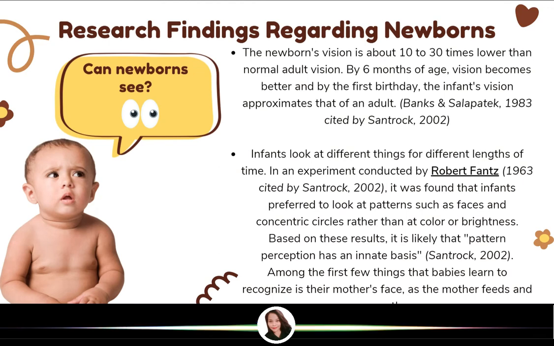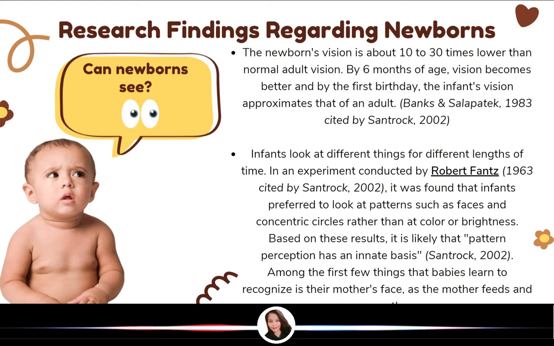First question here is, can newborns see? The newborn vision is about 10 to 30 times slower than normal adult vision. By 6 months of age, vision becomes better, and by the first birthday, the infant's vision approximates that of an adult. It is by Banks and Salapatek, 1983, cited by Santrock 2002.